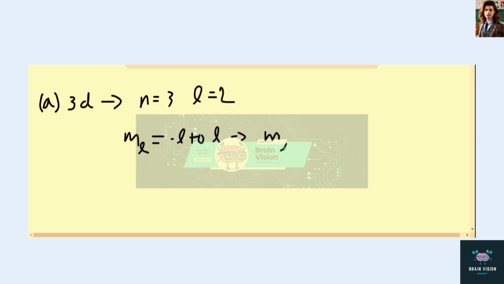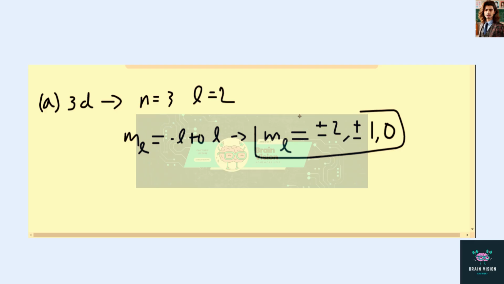So our values, of course, since they can only take on integer values, are plus or minus 2, because it can go from negative 2 to 2, plus or minus 1, and 0. So that covers all the values from negative 2 to 2. So we can box that in as part of our solution.